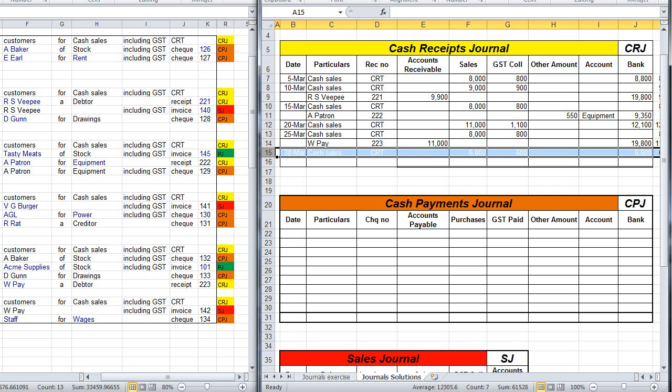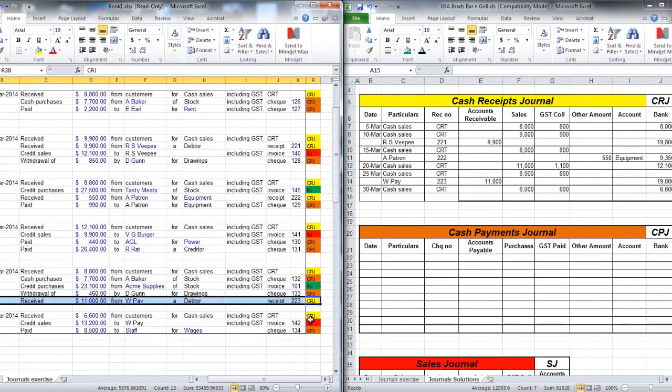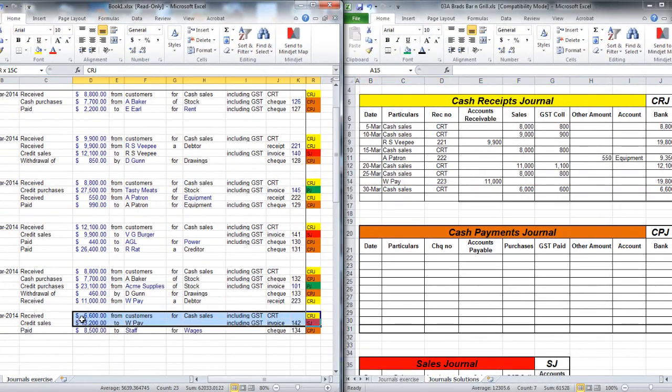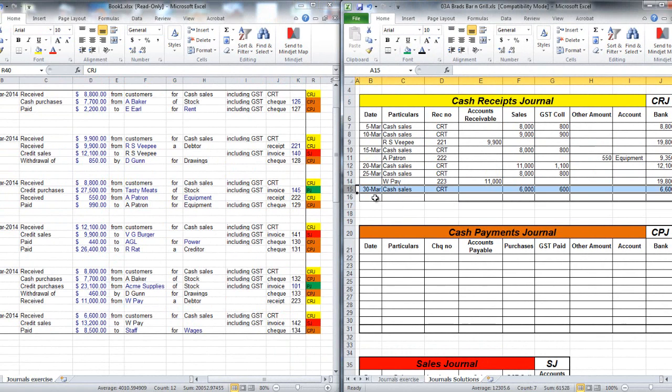And then we continue. So now we've got this one, the 30th of March there. So customer, the cash sale, $6,600, so we split the GST up, and $6,000. Then we can do our totals. Where they all add up together? Those, you add those up, you add those up. So that is the cash receipts journal. So now the yellow part is done.